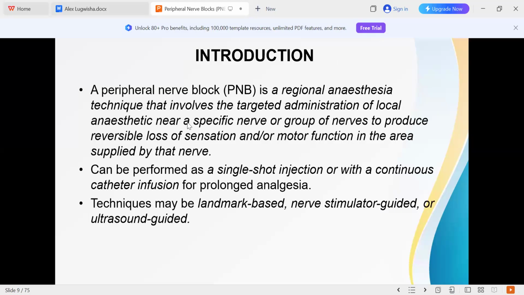A peripheral nerve block, as we know, is a regional anesthesia technique which involves targeted administration of local anesthetic agent near a specific nerve or group of nerves to produce reversible loss of sensation or motor function in the area supplied by that nerve. The beauty of it is that it can be performed as a single shot technique or with a continuous infusion with a catheter for prolonged analgesia. There are three different approaches, which could be landmark-based, nerve stimulator guided, or ultrasound guided.